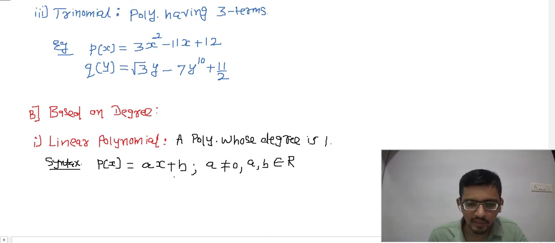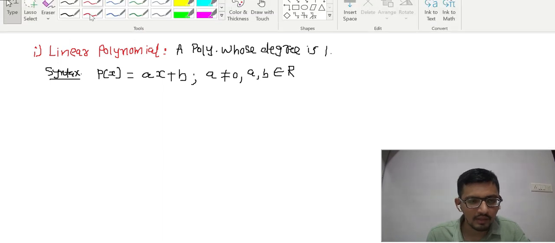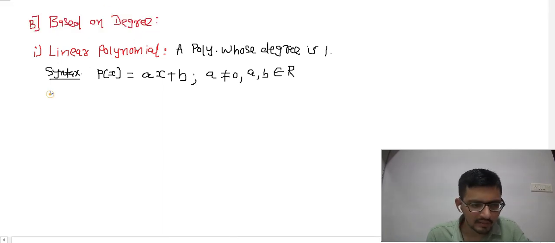Okay, what about b? B can be 0. Okay, for b there is no rule. But for the polynomial to be linear, a cannot be 0. This is one thing you have to keep in mind. Now let me write some examples.